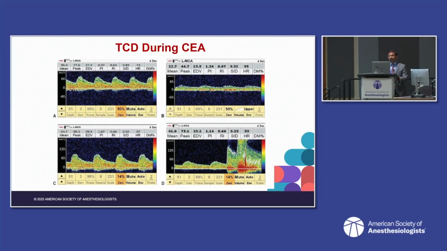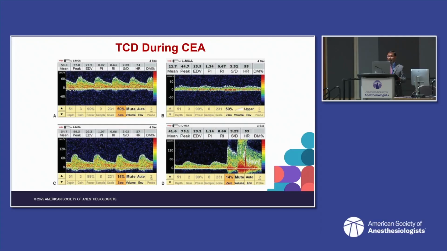This is a case example. On the left side here, you see the transcranial Doppler waveform right before carotid cross clamping. The values we tend to look at are the mean blood flow velocities. In this case, it's 50 centimeters per second. The cross clamp goes on. You can see the waveform is highly dampened, much like our arterial line waveform. And the mean flow velocity is reduced to about 22 centimeters per second.